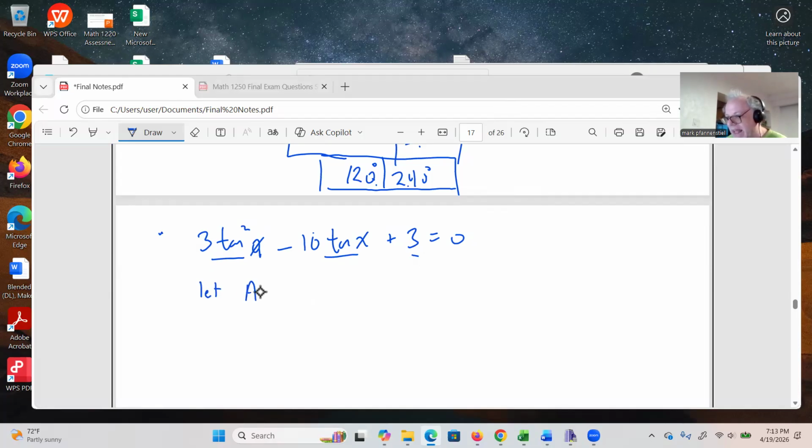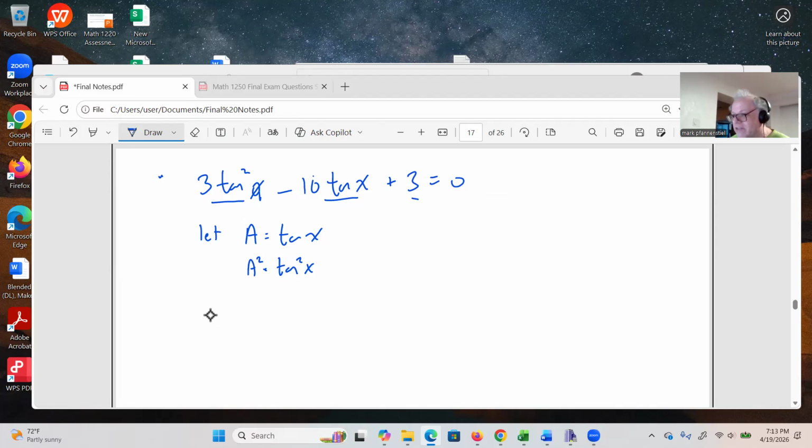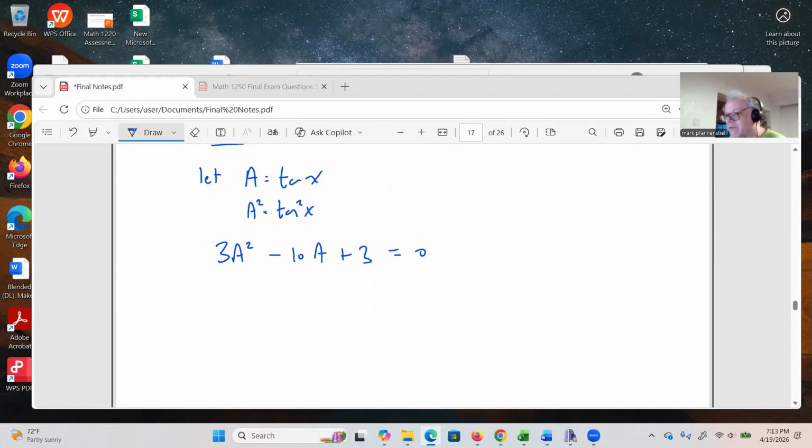You could say, let A equal the tangent of X. That means A squared would equal the tangent squared of x. Let's go through and start that. So we have 3a squared minus 10a plus 3 is equal to 0. Now we have to factor this. We're going to use factoring by grouping.